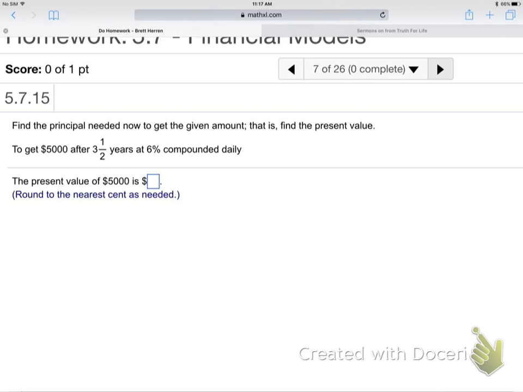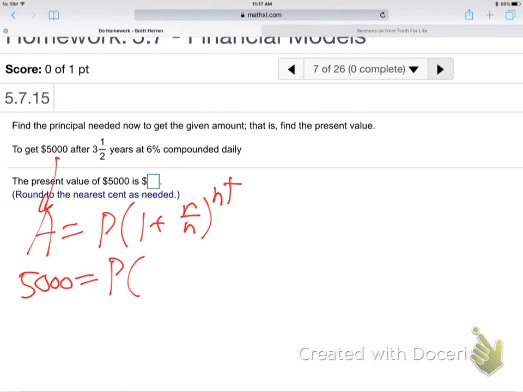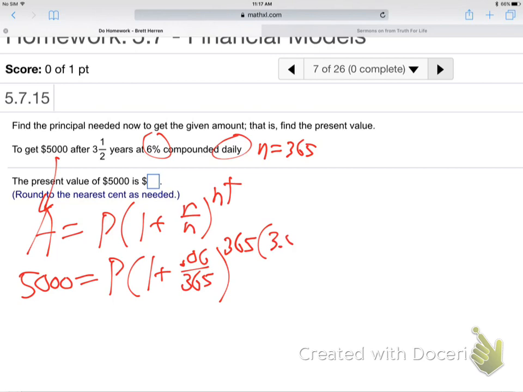Yeah. All right, so now this is another one. Which formula are we using on this one? The first one, huh? Because it's not continuous compounding, is it? It's not continuous compounding. So to get 5,000, 5,000 is the amount. And the interest rate is 6%, 0.06. Compounded daily, what's daily? 365 for n. To the nt, 365 again, and times t. T is 3.5, 3.5 years.